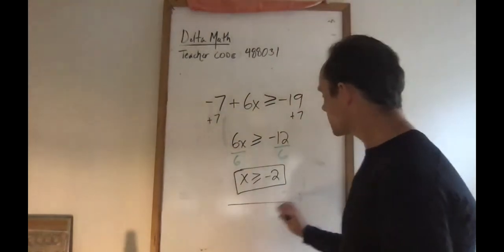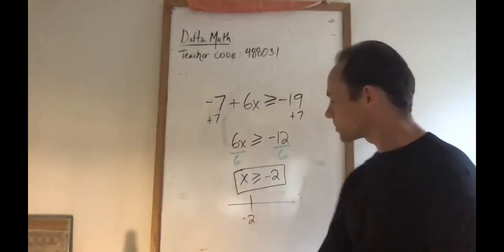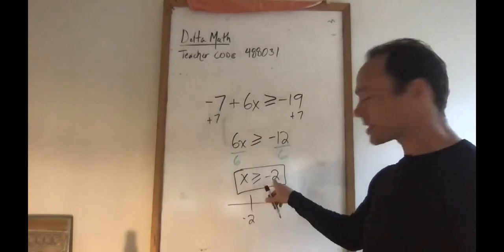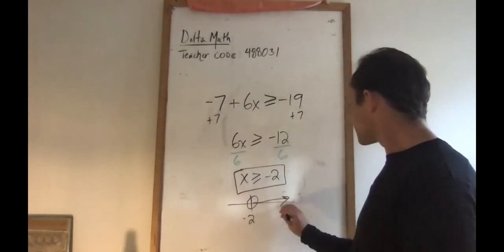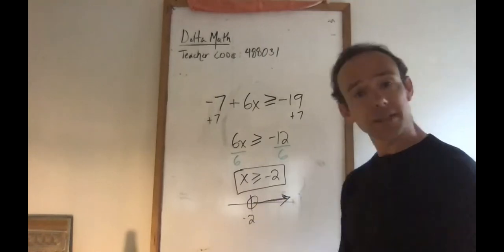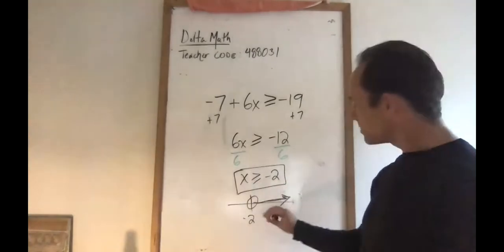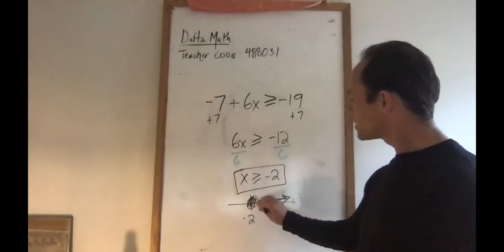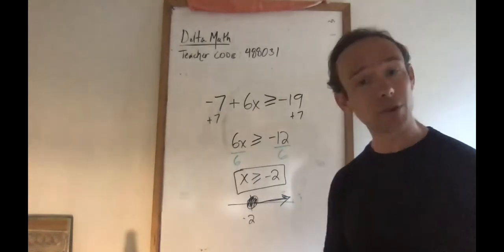Okay, so usually we tend to graph these. So you put the boundary between your right answers and your wrong answers. -2 is the boundary. All the right answers are bigger than -2, so you have an arrow going that direction. And because it says greater than or equal to -2, we fill in the dot, which implies that -2 is a proper solution.